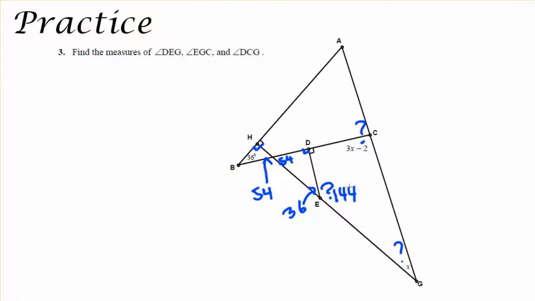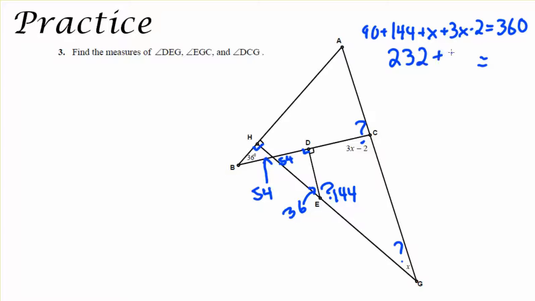So now, even though I've been dealing with triangles, I know that I have a quadrilateral here with an angle that's already 90, an angle I know as 144, x, and 3x minus 2. So I can combine all those to equal 360. Now I can apply my principles of algebra. First I can combine like terms, so 232 plus 4x will equal 360. I will subtract 232 from both sides, so 4x will be equal to 128, and then x will be equal to 32.